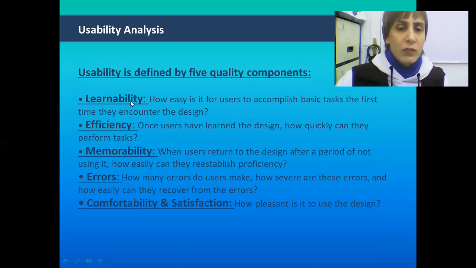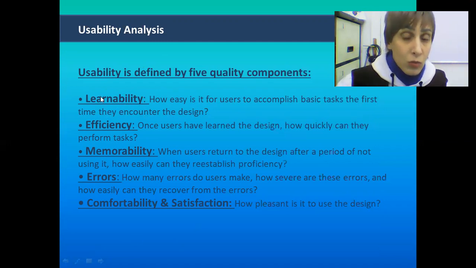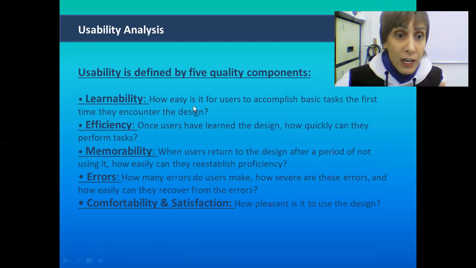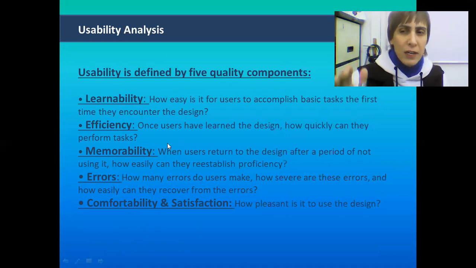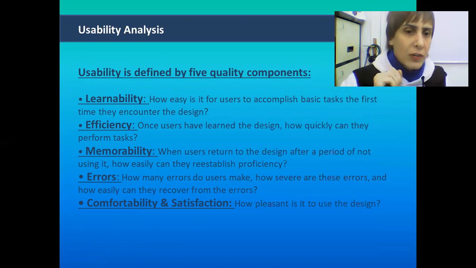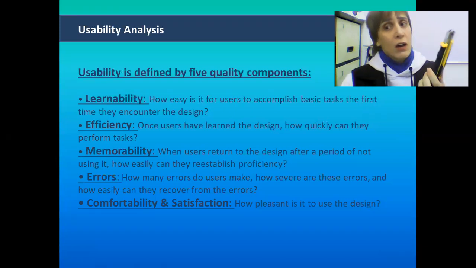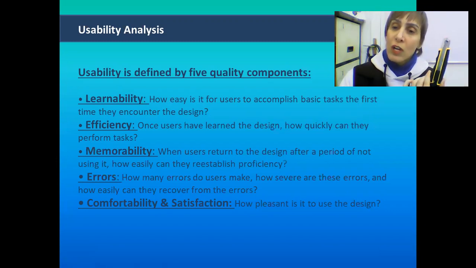So what do we mean by learnability? Before I start, these are used what, again? To judge every product according to its usability. To know how usable they are, you need to use these 5 quality components. Now, why didn't they just leave usability as usability? I can look at a product and say, okay, is it usable or not? How easy is it to use?